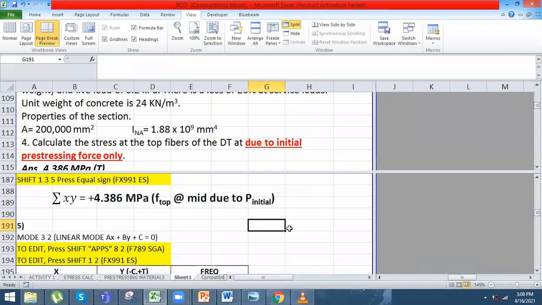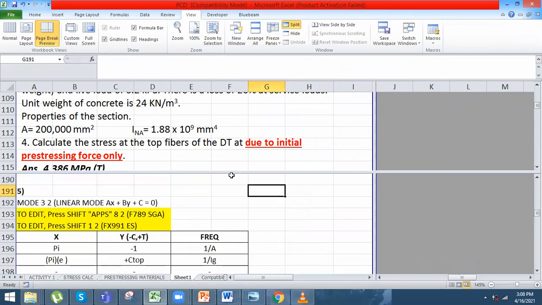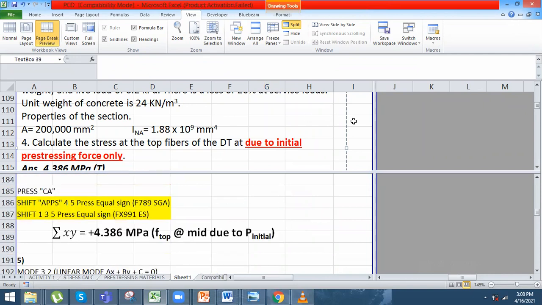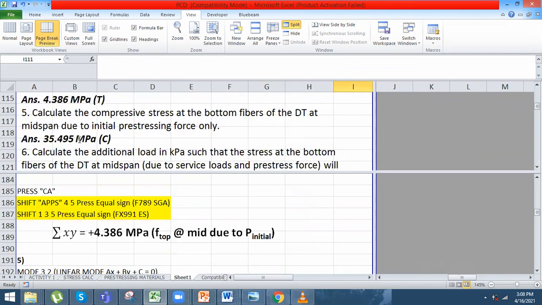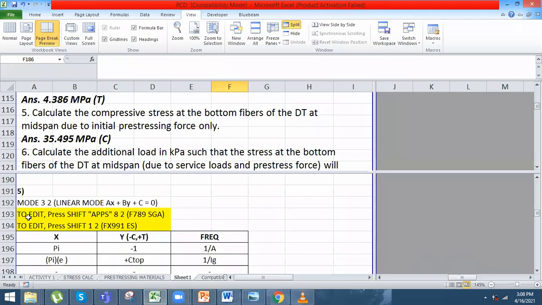Then number 5, mode 3-2 ulit tayo. Okay, anong tinatanong sa number 5, sir? Number 5 is calculate the compressive stress at the bottom fibers of the double T at midspan due to initial pre-stressing force only. So, compressive force sa bottom. So, ang gagawin lang natin doon para hindi na tayo mag-input is mag-edit na lang tayo. To edit, shift ups, then 2. Okay, shift ups 2. Yan, shift ups 2 lang yun, guys. Okay.